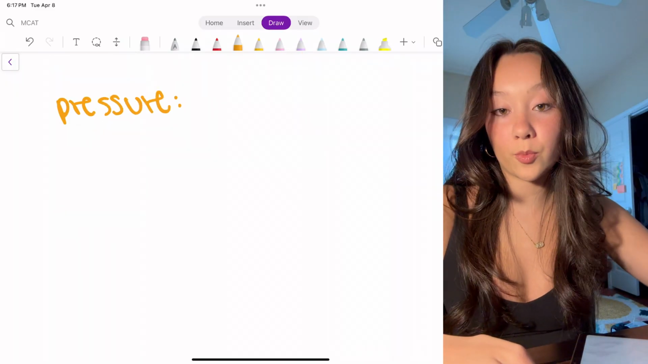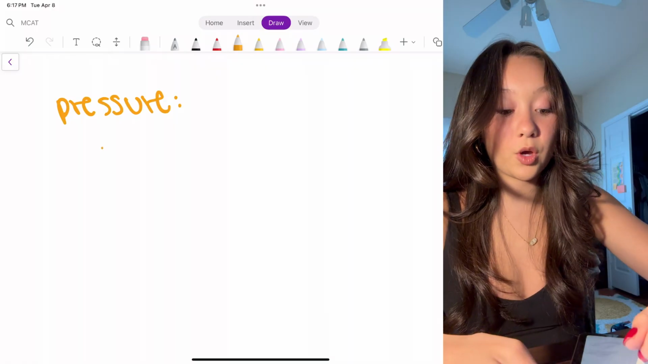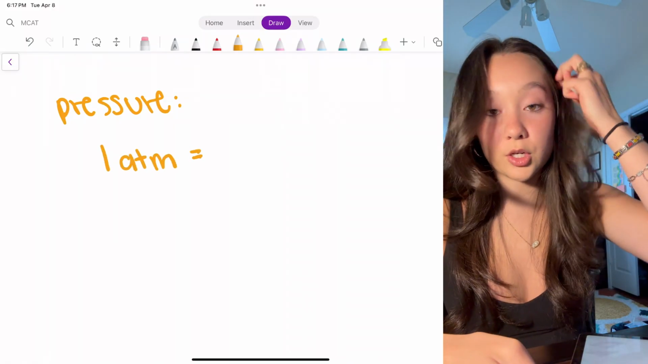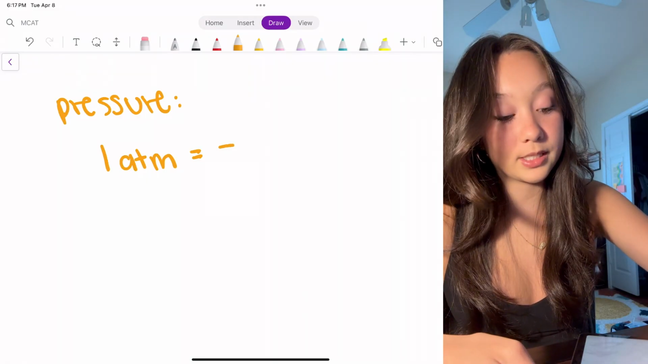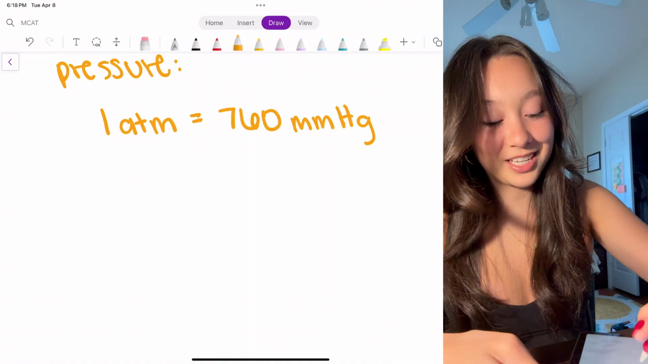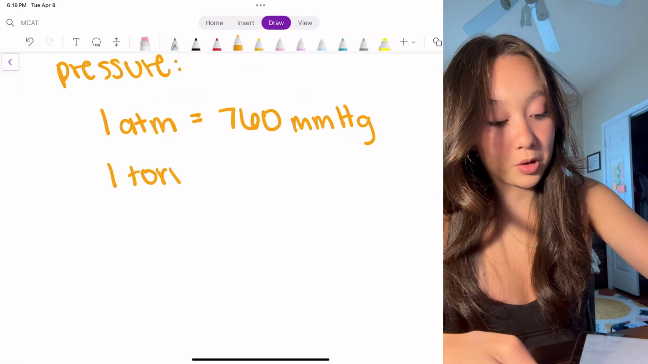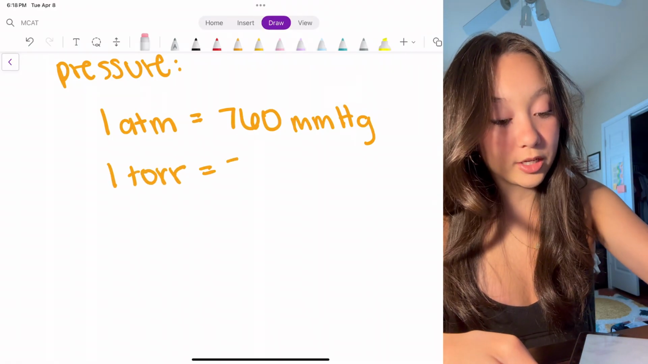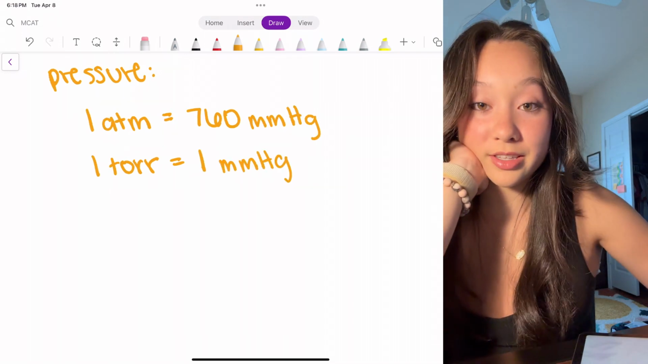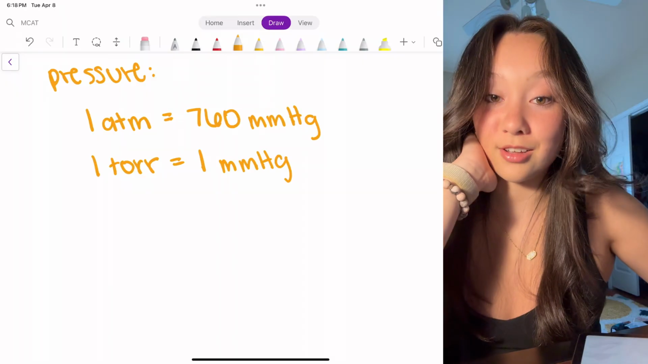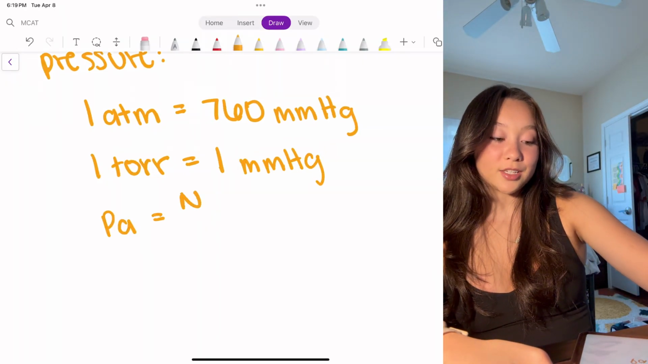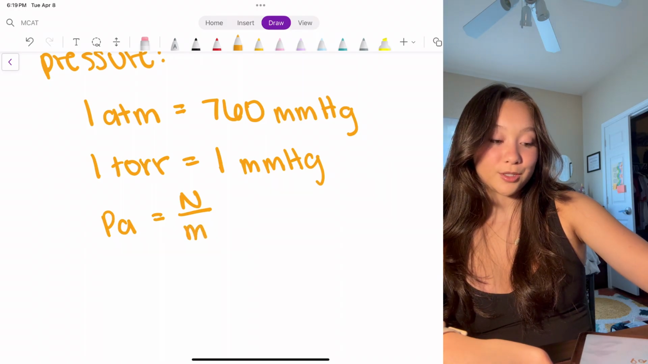Most of the time for pressure we are working in atmospheres, so ATM. But it is important to note that they could also give it in terms of millimeters. 1 ATM is the same as 760 millimeters. Sometimes they will also give it in units of torr, T-O-R-R, and that is just a 1-to-1 conversion. For physics, pressure a lot of the time is given in pascals. Pascals is the same as newtons over meters squared.